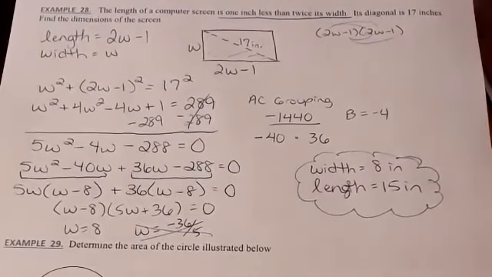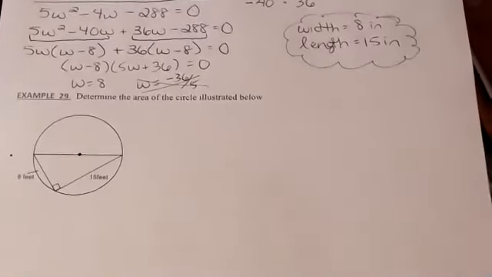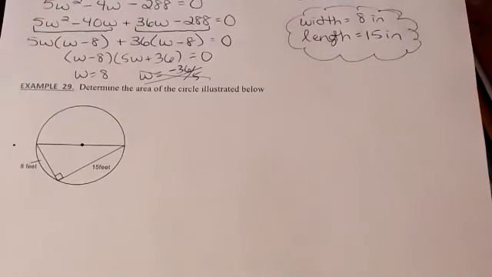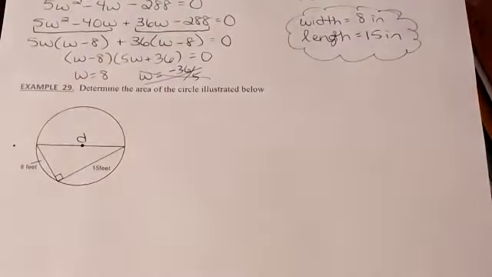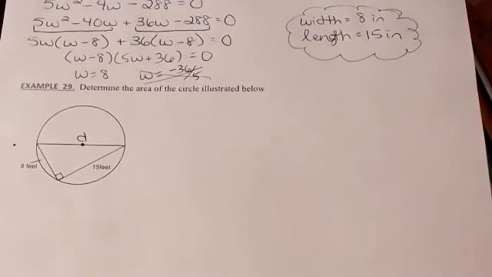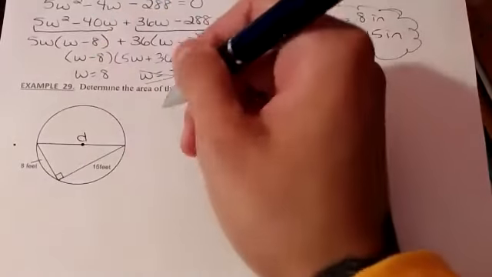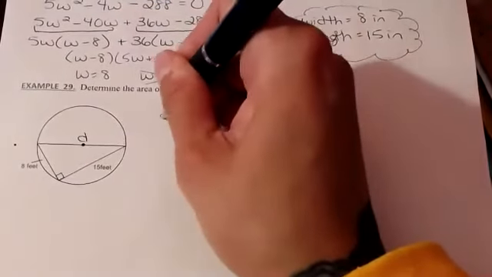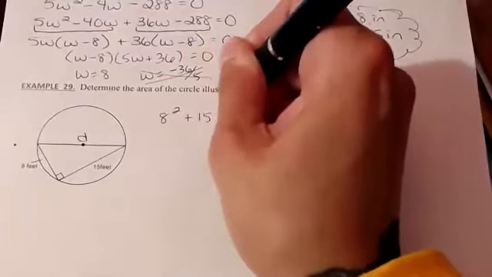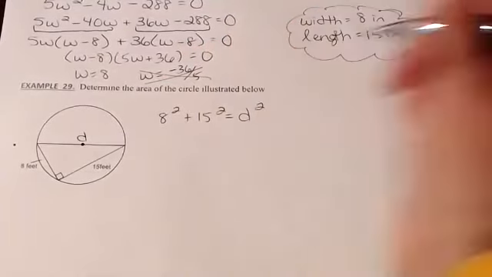Now for our last problem, we want to determine the area of that entire circle. The issue is we don't know the diameter, right? We don't know the radius. So the first thing we're going to do is figure out the diameter of the circle, which represents the hypotenuse of the actual triangle. So Pythagorean theorem in this case is going to be a heck of a lot nicer. So we have 8 squared plus 15 squared is equal to the diameter squared.